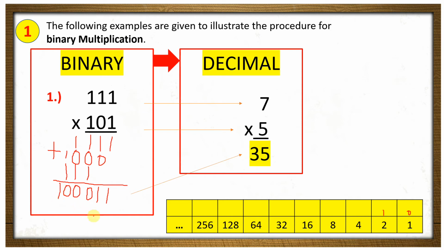Let us check. The equivalent of these 3 on digits here is 4 plus 2 plus 1, which is 7. So this is correct. This one is 5. So 7 times 5 is 35. You make sure that this one is also 35. This first digit is on, so you count this one.